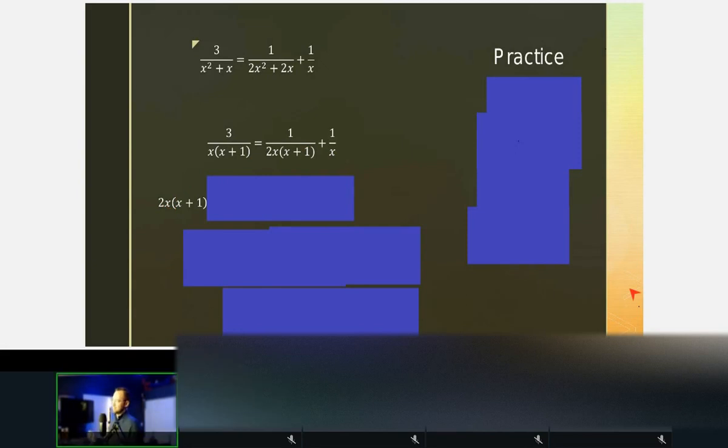And no duplicates. So even though x plus 1 appeared twice, write it down once. The x appeared 3 times, but only write it down once. The 2 only appeared once, so we always write it down once. Does that help?